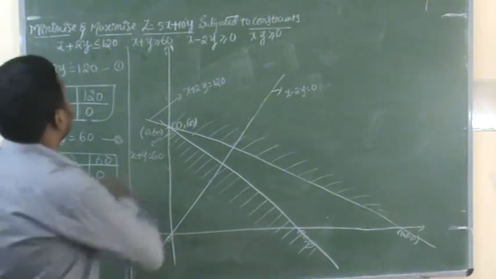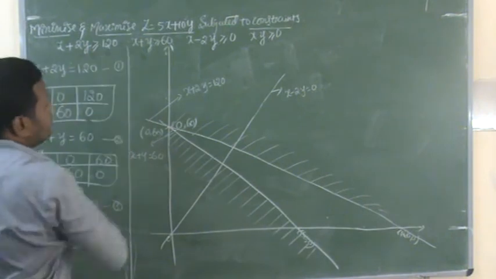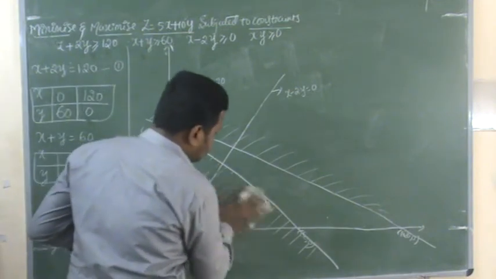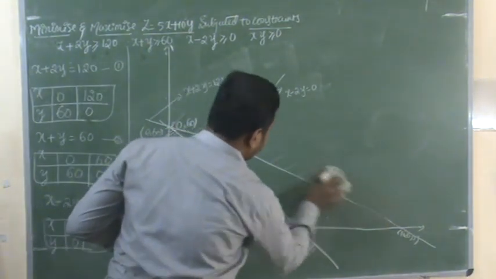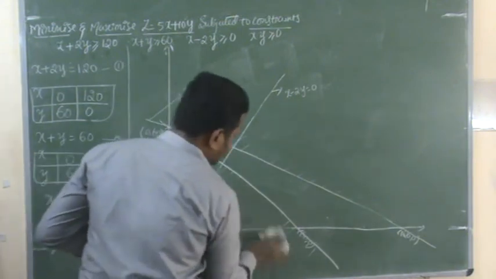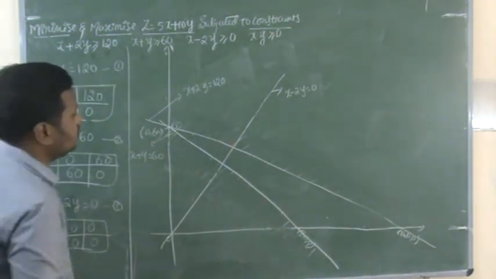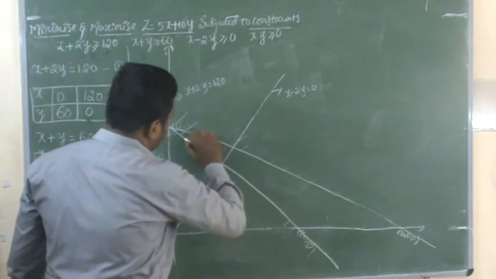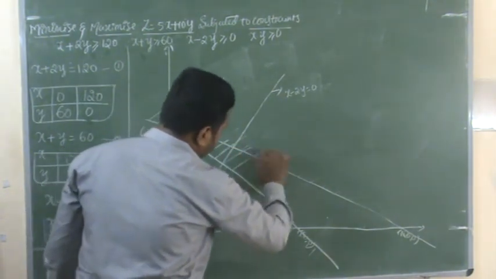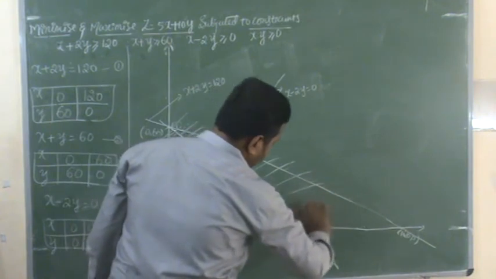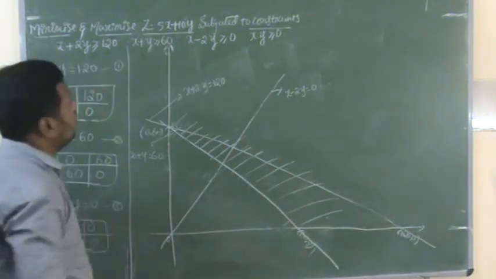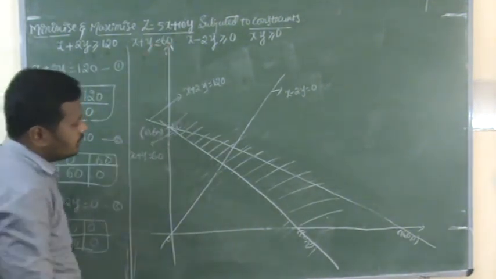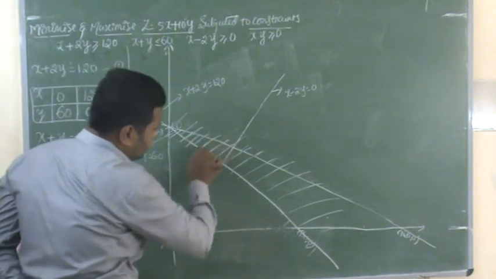So this is less than, not less than. This is greater than symbol. For this, the shaded region is like this. Okay. And here, this is the less than. For the second equation, the shaded region comes towards the origin.